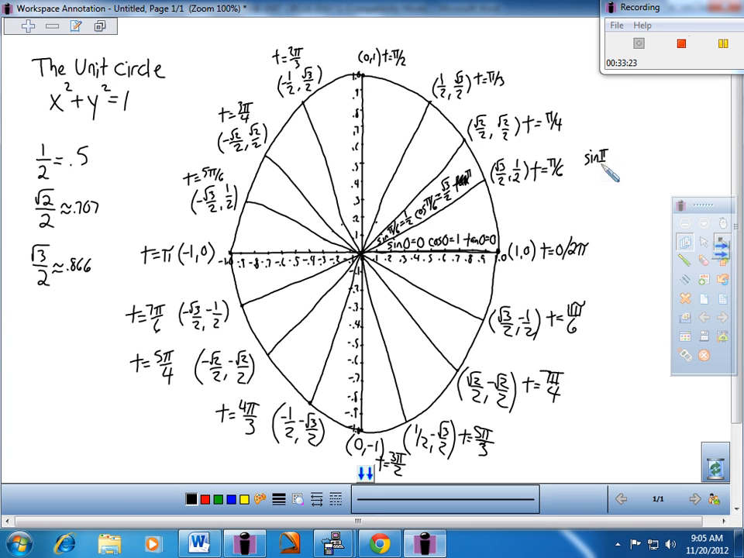Sine of pi over 4, everybody, is the y value, root 2 over 2. Cosine of pi over 4 is root 2 over 2. Tangent of pi over 4, if you take those and divide them, you end up getting 1. Okay, good.